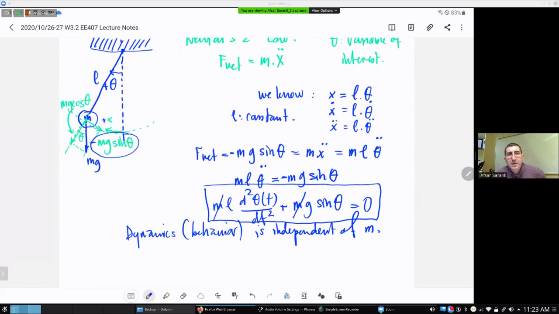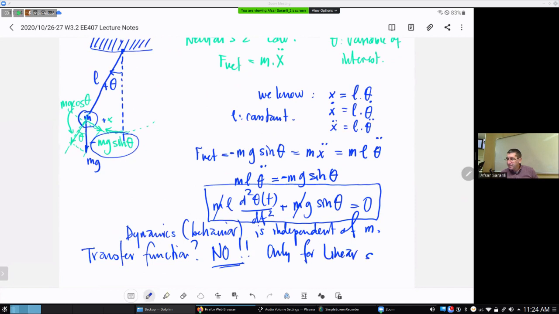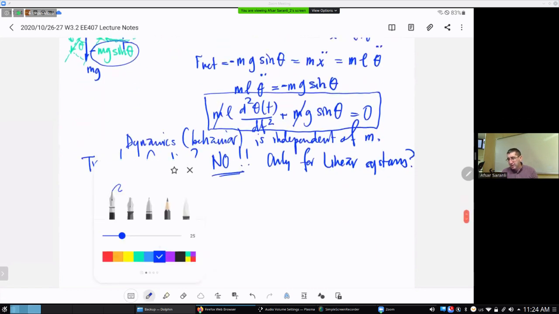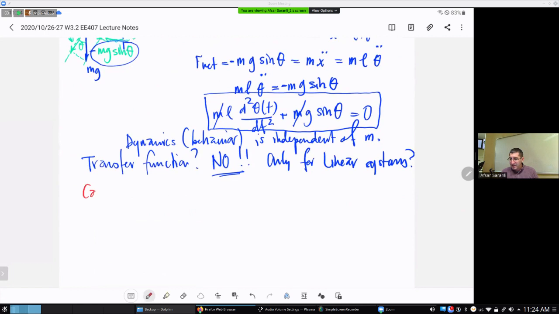Can I obtain a transfer function representation for this system? No, we can't. Transfer function is only suitable for linear systems. Can I develop a very simple linear approximation to this system? I guess we can. Can we find a linear approximation?